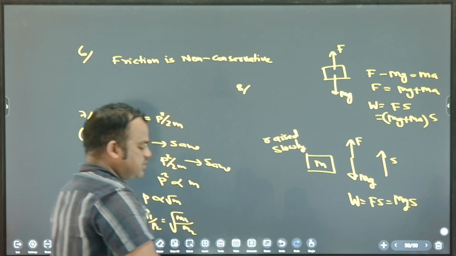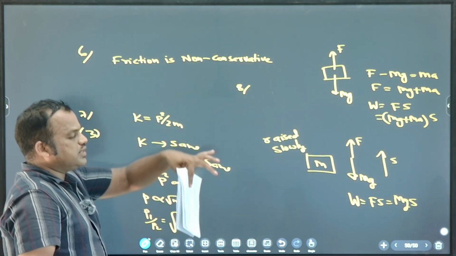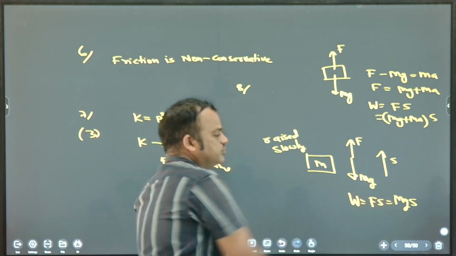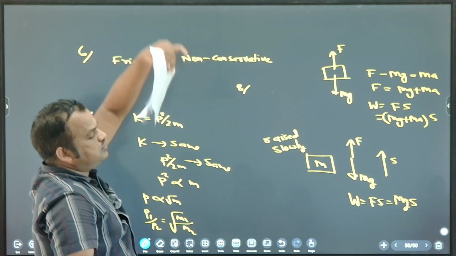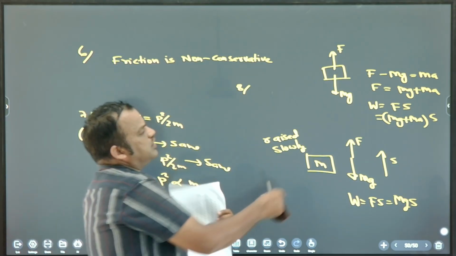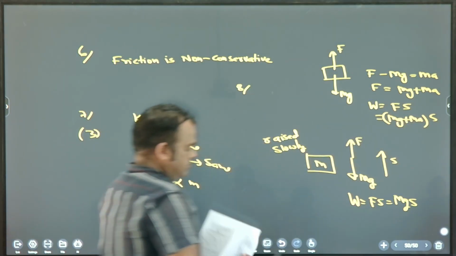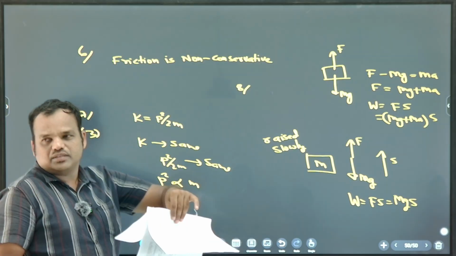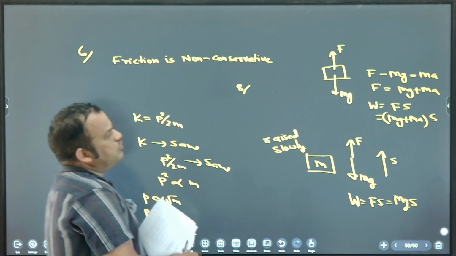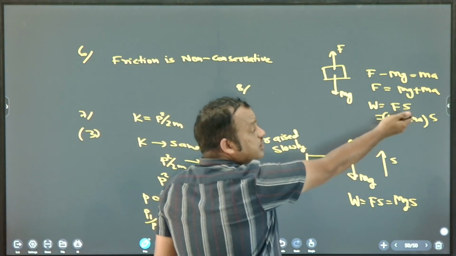Suppose slowly, slowly you are raising. So what is the work done? mgh. Now fast, like this, you are raising it fast. So what is the work done? (mg plus ma) into s, when acceleration is there. Acceleration is there, so work done is more. More work done.